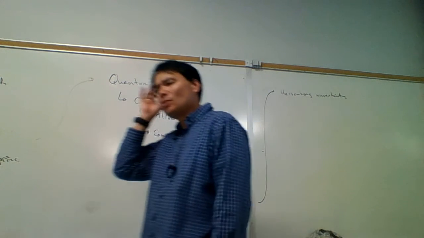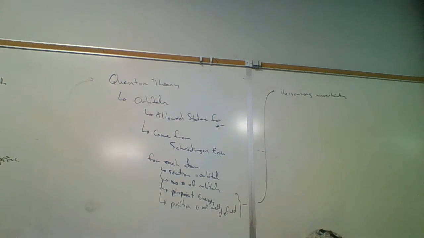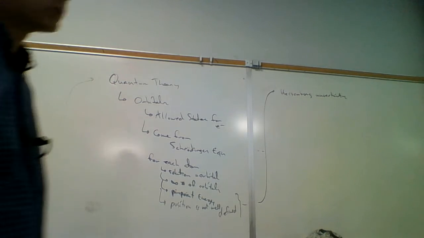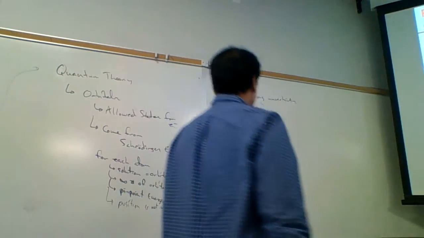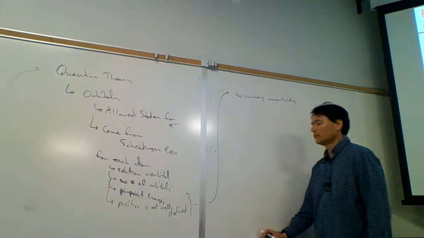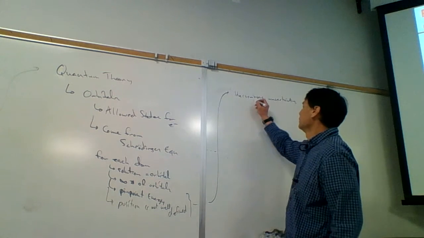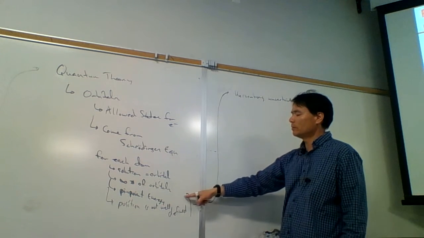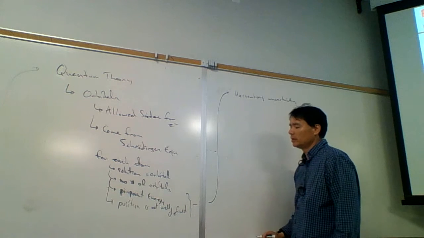Heisenberg just said you can know one or the other. You can know one with precision, but the other would be not so precise. Or you can know both, but not so precisely. For us, we want to know the energy. And so here, if we know the energy, that is, we pinpoint the energy, then its position is not well defined.